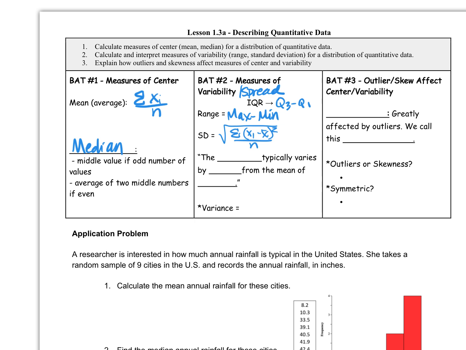Here's the sentence structure. Here's how it will read. I'm just going to put in here context, because it depends on the question, right? So if we're talking about the people in the line dancing class, the age of the members of the line dancing class typically varies by whatever the standard deviation value is from the mean of whatever that number is. Typically varies from the mean by what? Those are the main words we need to remember.